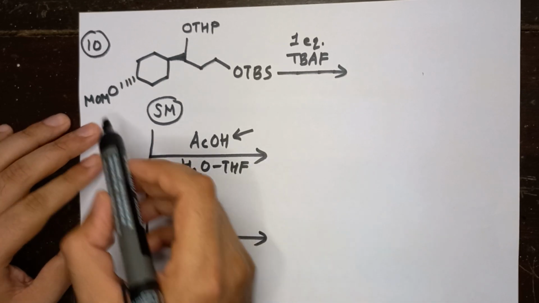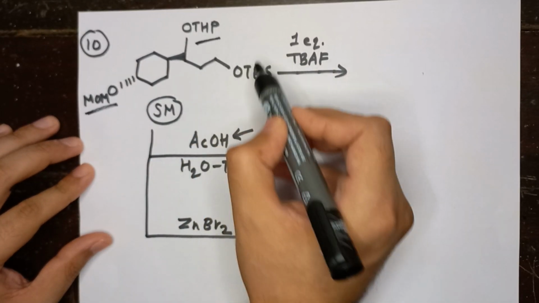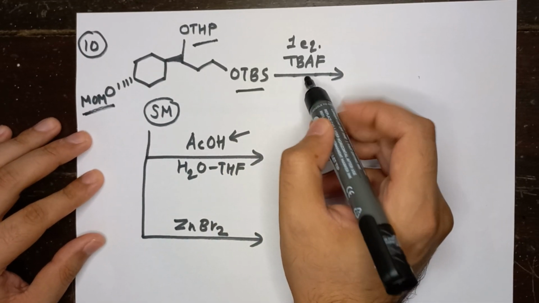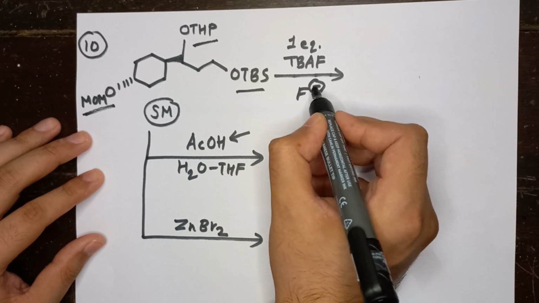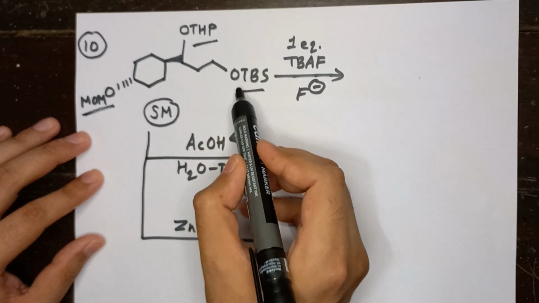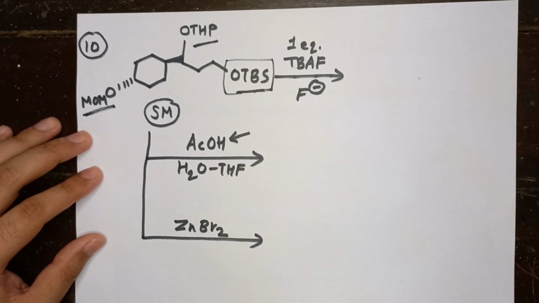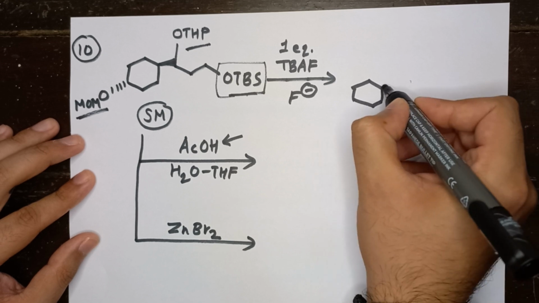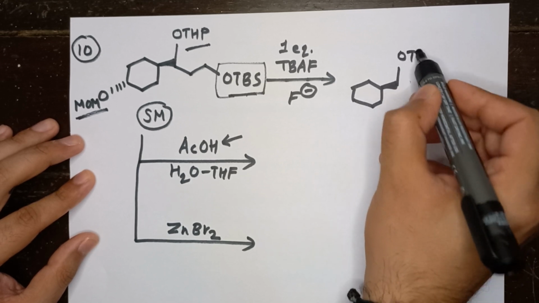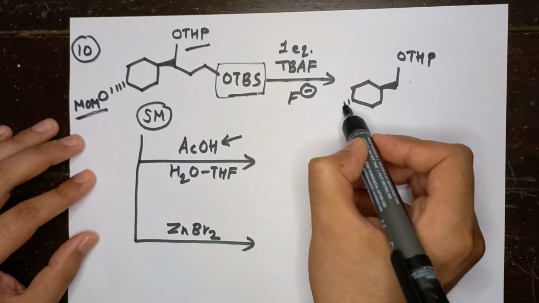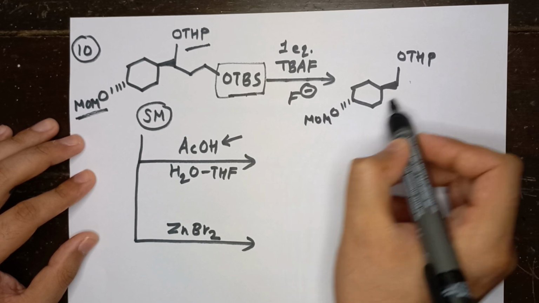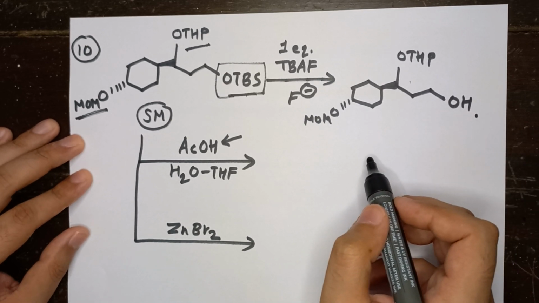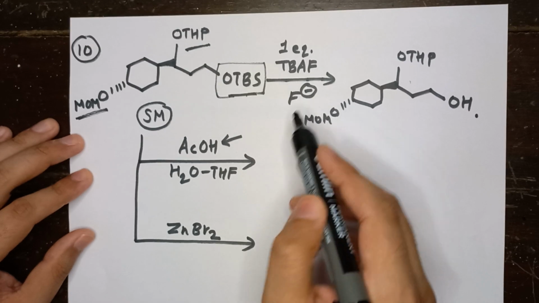Okay, so we have a MOM group, we have a THP group, and we have a TBS group. Fine. The first reagent is TBAF. It gives out F minus, and we know F minus is used to deprotect silyl groups. Out of these three, this is my silyl group. So I'm simply going to deprotect it, and the product will be: OTHP will be intact, OMOM will be intact, and this OTBS will be converted into OH. So this is the product for the first reaction where we are using TBAF.